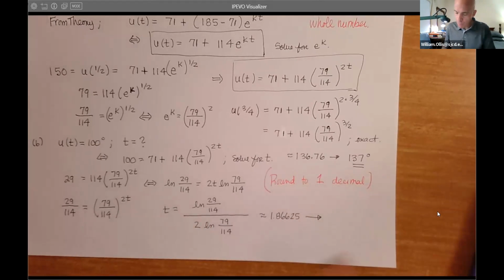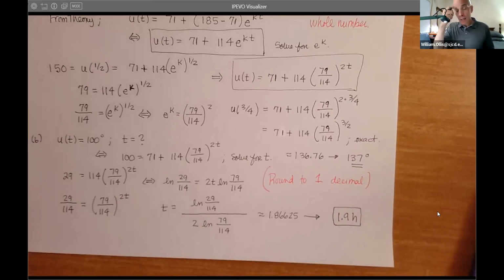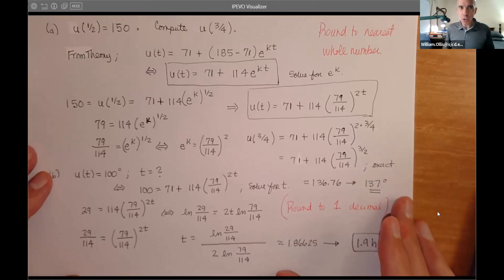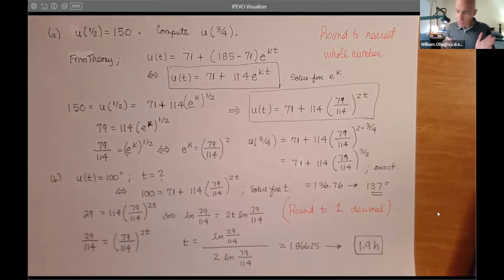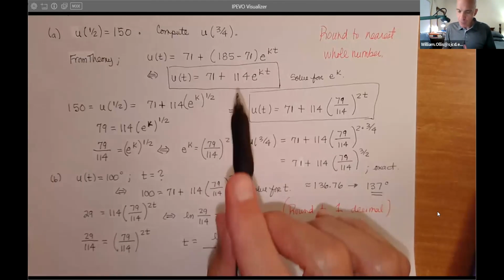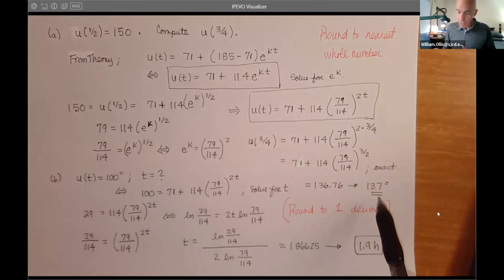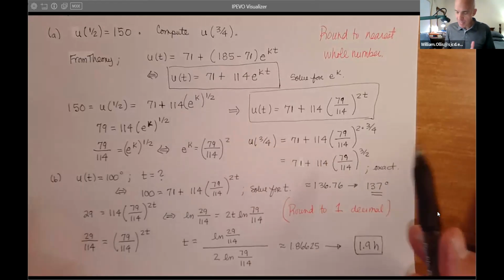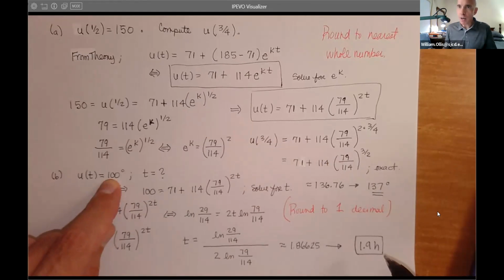And so this will give us 1.9 hours. So again, this is where you can look at your work and compare it to what you've done. That is, does this make sense? Okay, yes, it does make sense, because after 3/4 of an hour, we find the temperature is 137. So to get to 100 degrees, another 1.9, well, basically, if you do 0.75, that's like another hour, 1.2 hours to get to this temperature of 100 degrees.